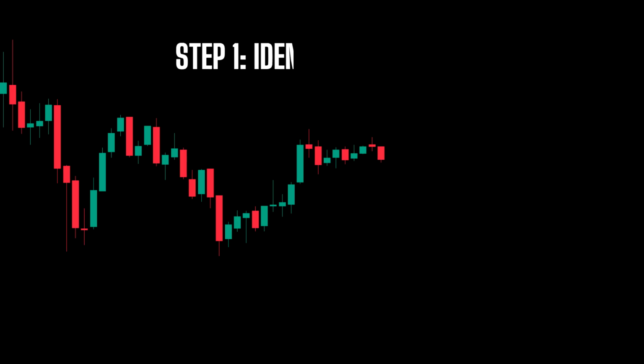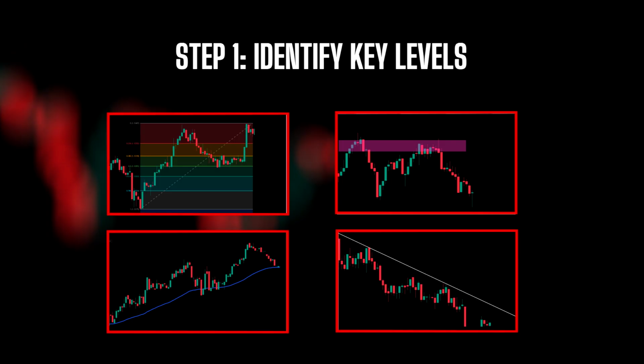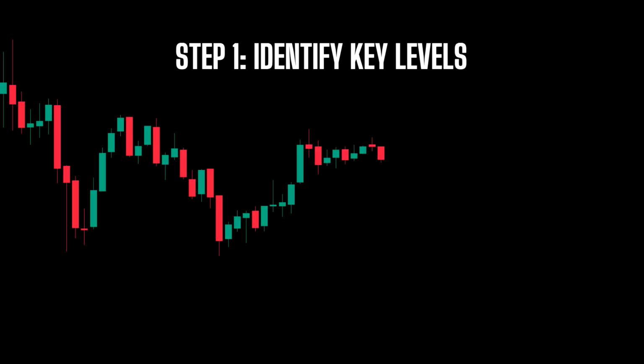So the first step of the strategy is to identify a key level on a chart. There are many types of key levels, like support and resistance, dynamic key levels, trend lines, Fibonacci levels, and more. I won't discuss all of them in this video because it would take too long. To keep things simple for this tutorial, we can start by finding support and resistance levels or trend lines.